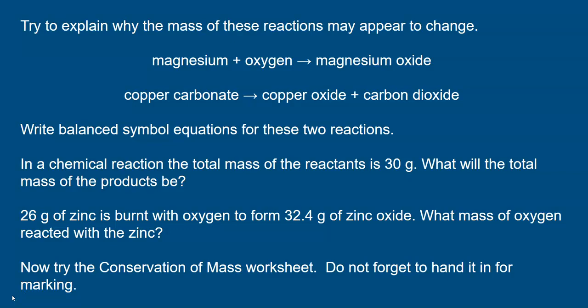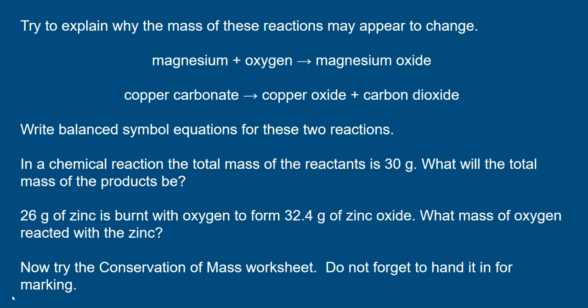Once you put that big 2 in front of the magnesium oxide, you then need to put a 2 in front of the magnesium. You've then got 2 magnesiums on the right hand side, 2 on the left hand side. Same with oxygen, 2 on the right, 2 on the left hand side. The next one, copper carbonate is CuCO3, copper oxide is CuO, carbon dioxide, you all know, is CO2. And if you check through those symbols, you'll find no further balancing is required.